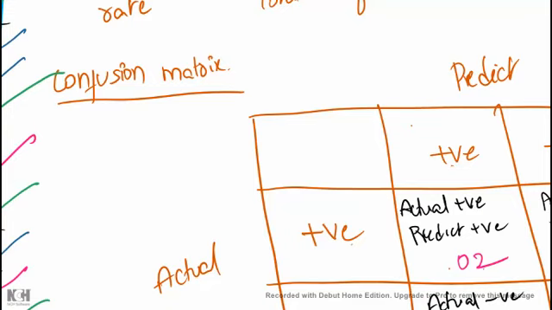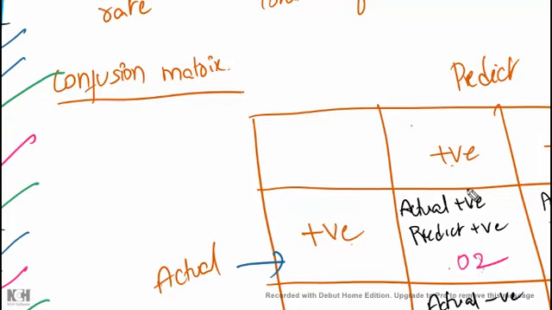Now in your data set, how many actual positives are there? Means if you add like this, how many actuals are there? 0 plus 2 plus 1, which is nothing but 3 records. 3 records will be actual positives. 1, 2, 3. Yes, satisfied. How many actual negatives? That is 4 plus 3, 7. 1, 2, 3, 4, 5, 6, 7. 7 records. Satisfied?